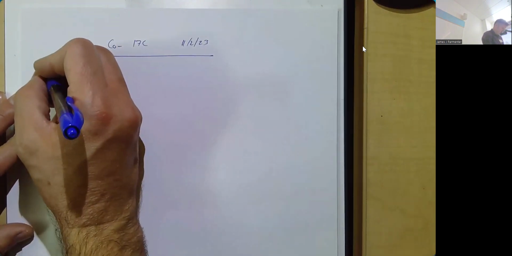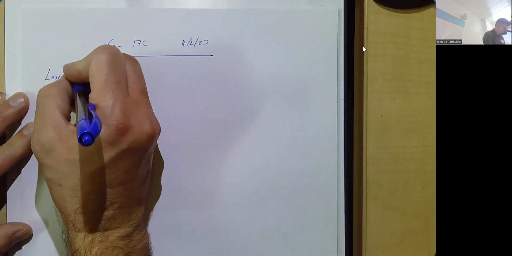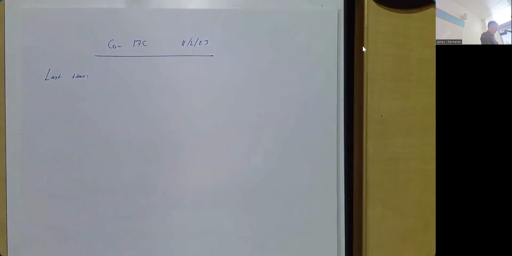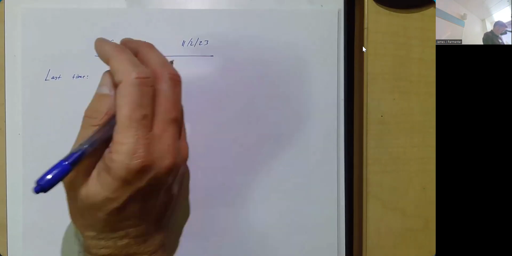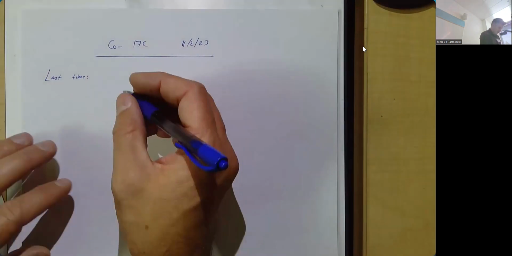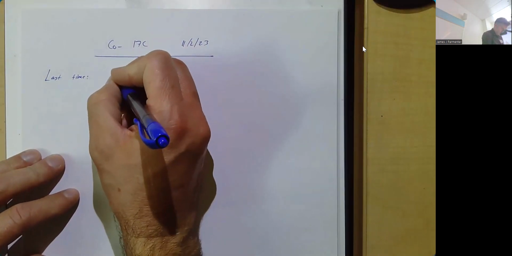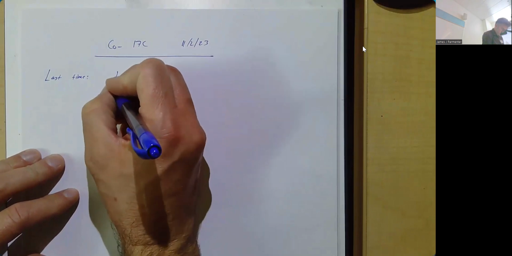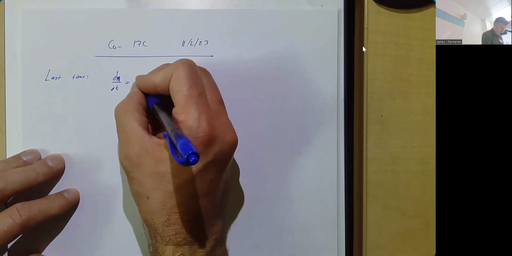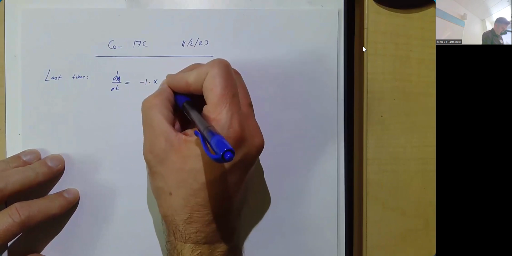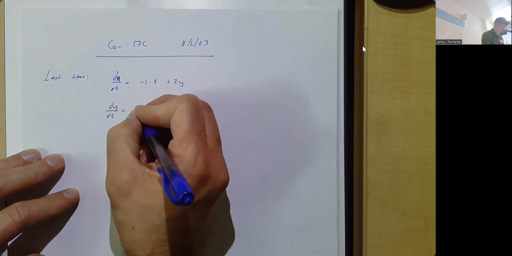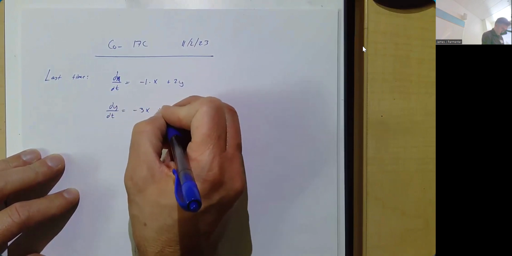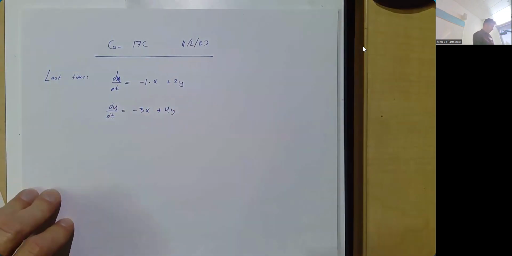The last time we were looking at this differential equation. It was dx/dt equal to -1 times x plus 2 times y, and dy/dt was equal to -3 times x plus 4 times y. And we had some initial conditions as well.